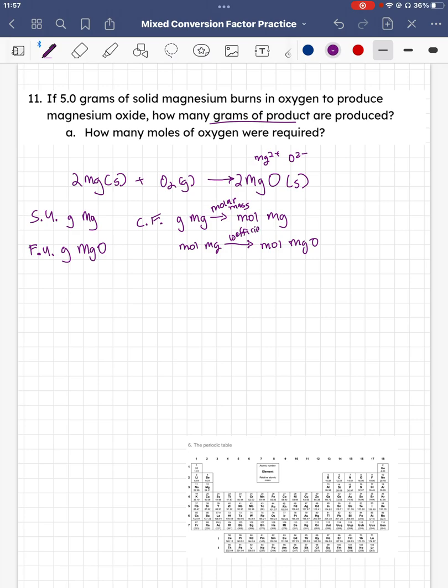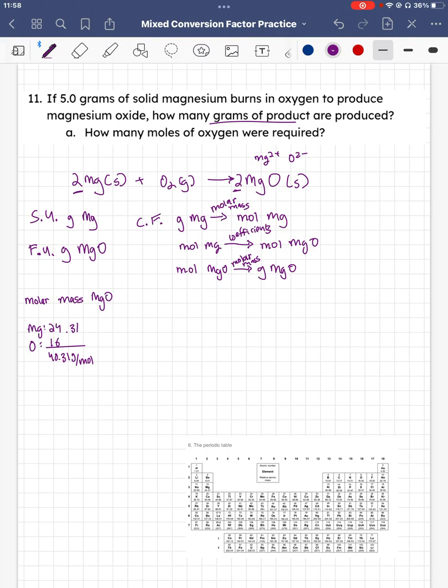That's going to be coefficients. If I'm comparing one thing in a reaction to another thing in a reaction, I use coefficients. And then I need to go moles of magnesium oxide to grams of magnesium oxide, and moles to grams is always molar mass. All right, so let's go ahead and get that molar mass for magnesium oxide. Magnesium is 24.31. Oxygen is 16. And so let's put this into our calculator. 24.31 plus 16, 40.31 grams per mole of magnesium oxide.